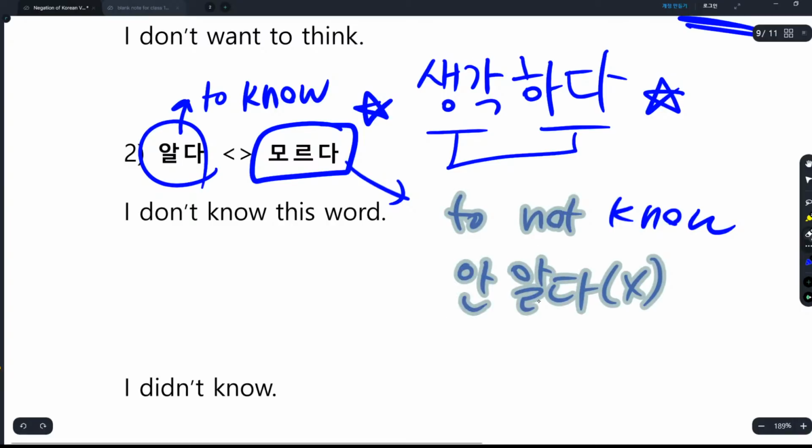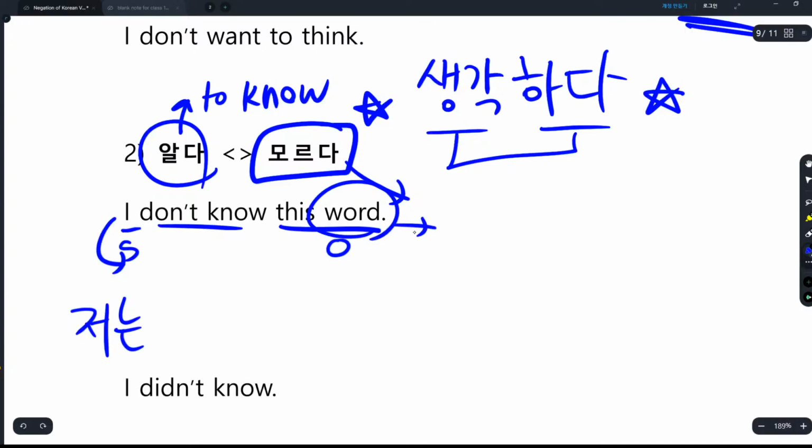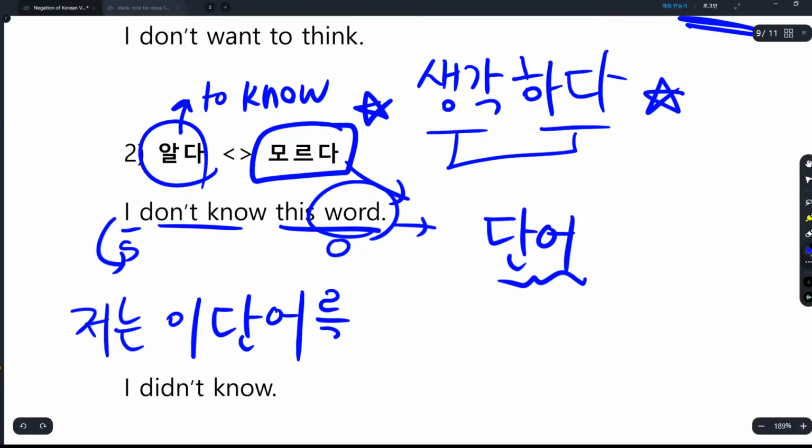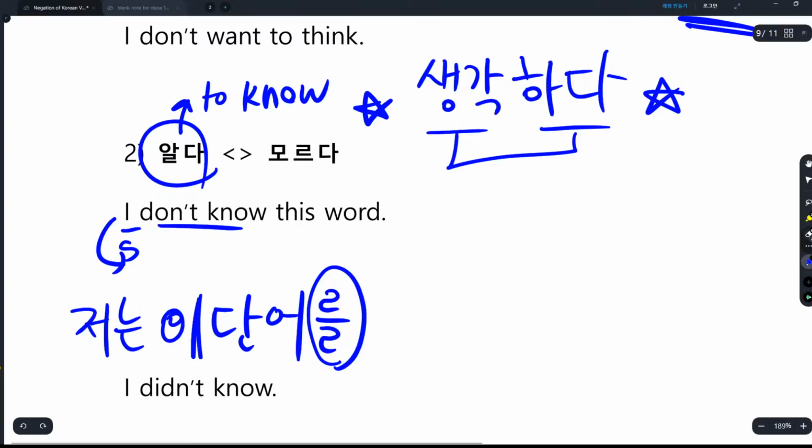And I don't know this word. Let's try translating. Subject, object, and don't know. It would be 저는 이 단어, this vocabulary is 단어. 저는 이 단어를, this is the object of what you don't know, so you can use the object marking particle. 저는 이 단어를 I don't know. 몰라요.